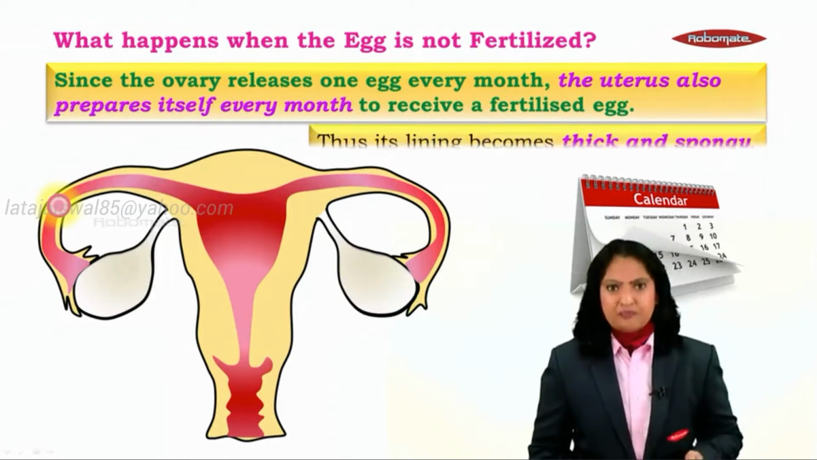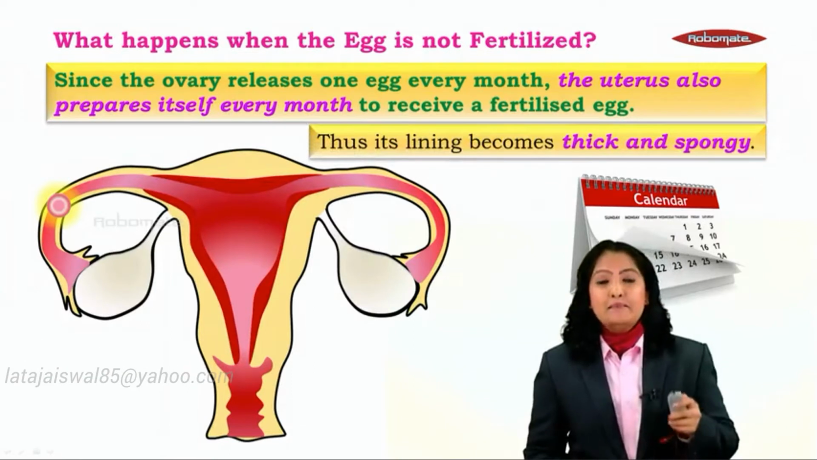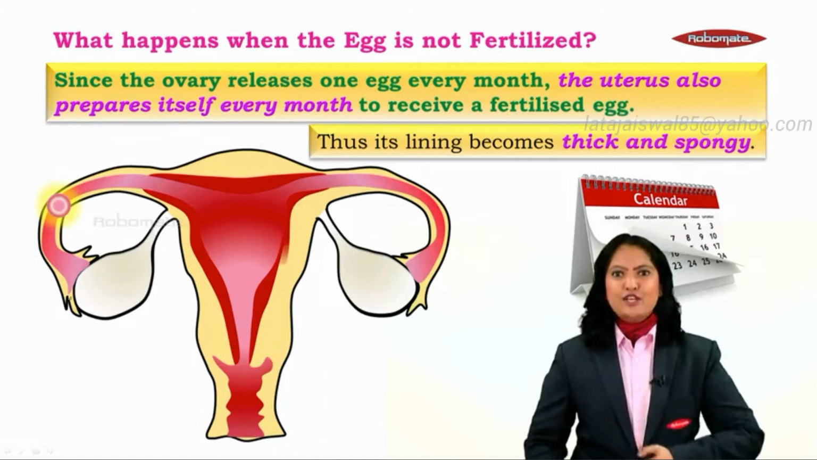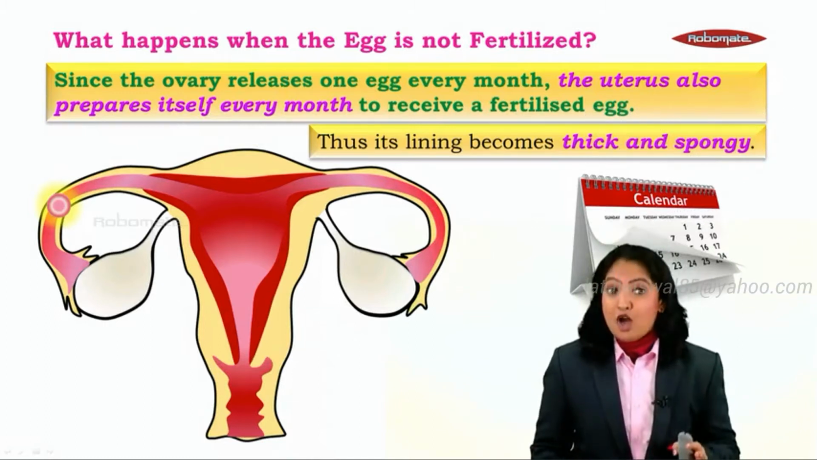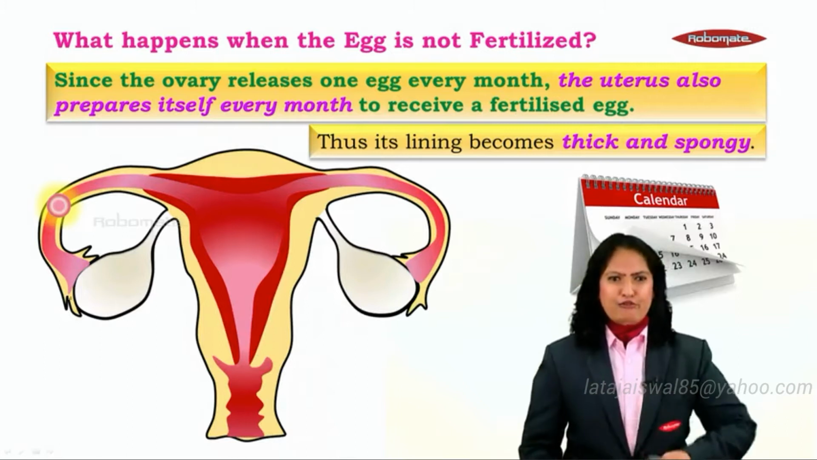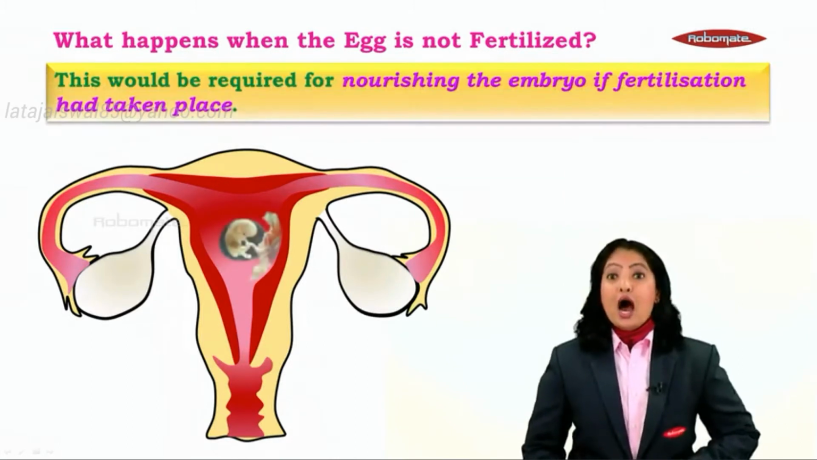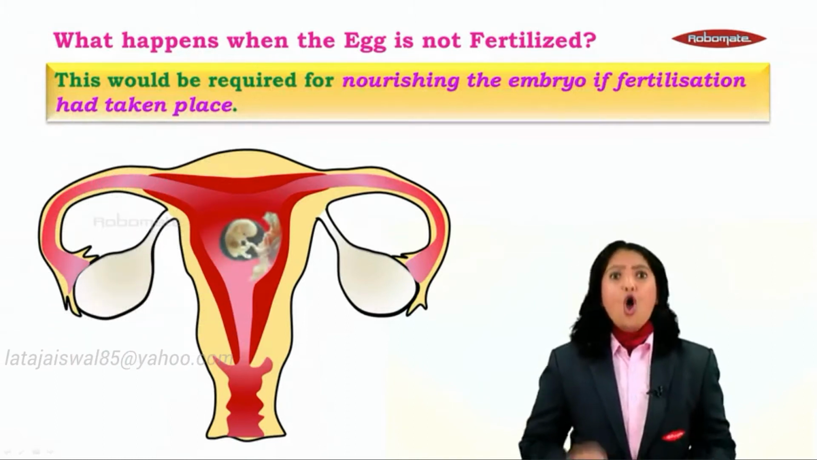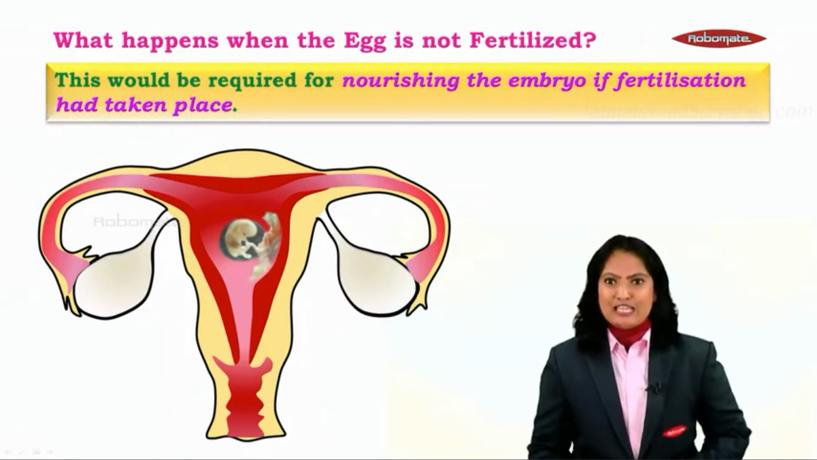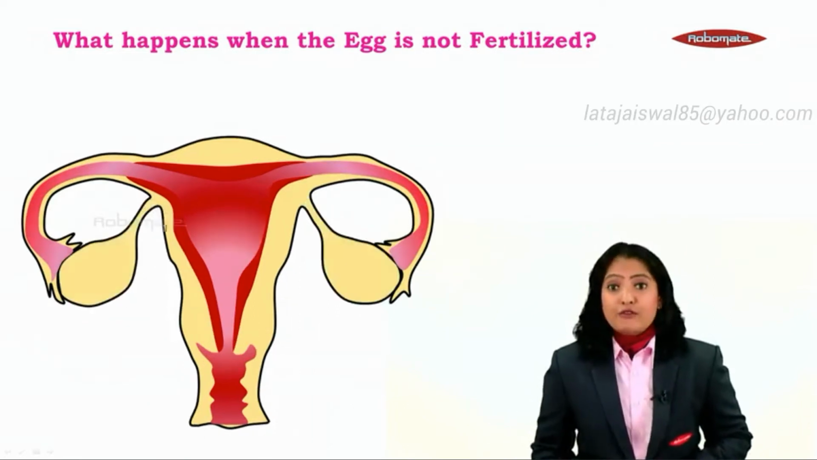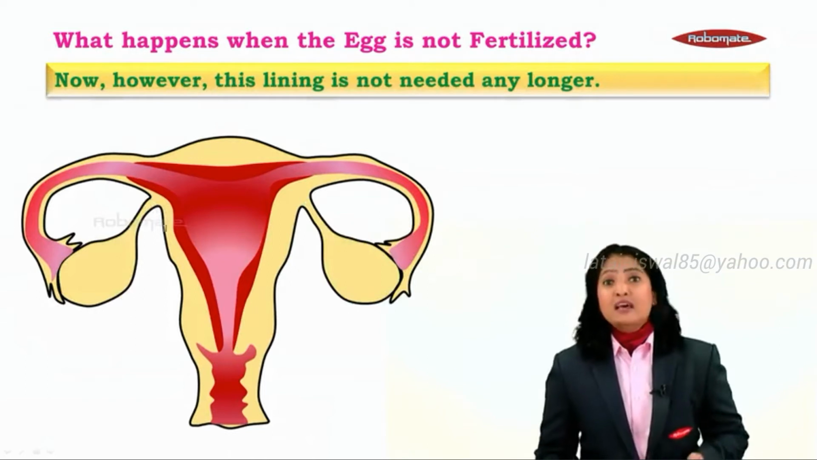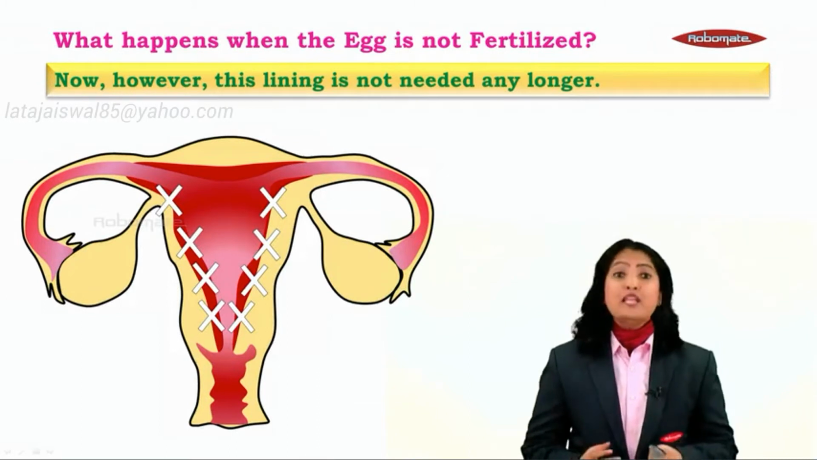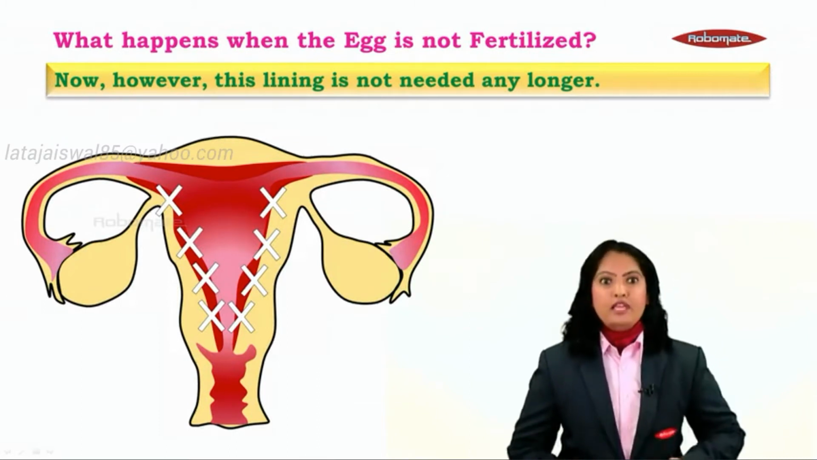And how does it do that? It does that by the lining becoming thick and spongy. As you can see in the diagram adjacent to me, the lining of the uterus becomes thick, it becomes spongy because of rich supply of blood vessels. Now, however, this would be required for nourishing the embryo only if fertilization had taken place. But when the fertilization does not take place, the lining is no longer needed. We do not require this lining since there would be no zygote. There would be no embryo being formed.